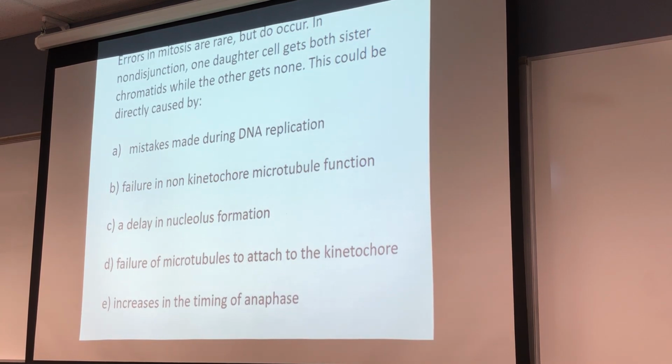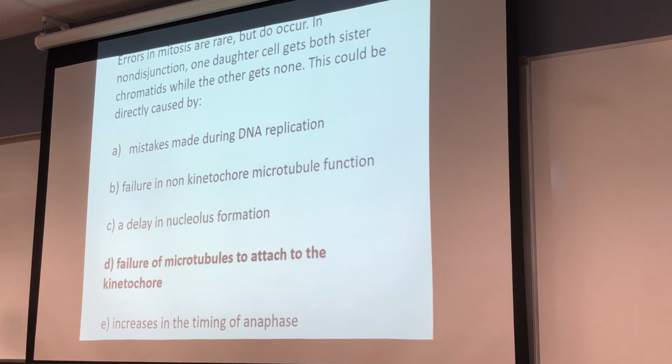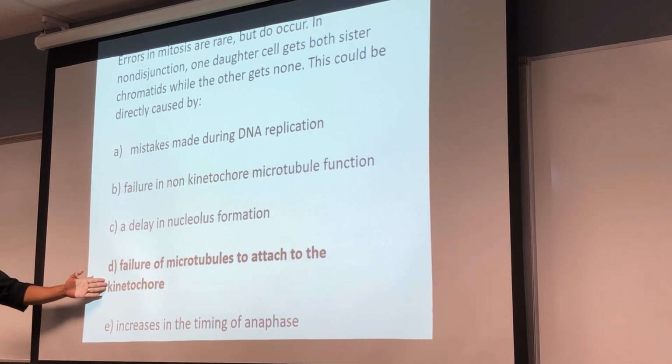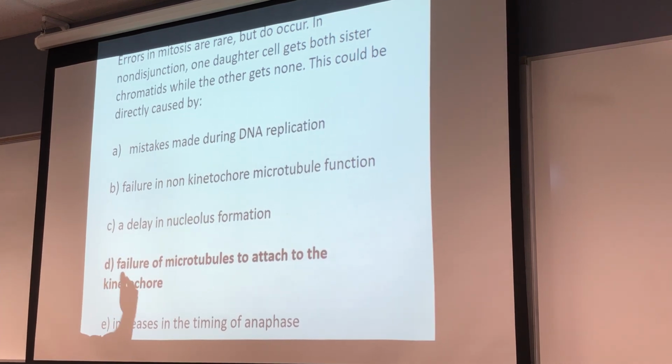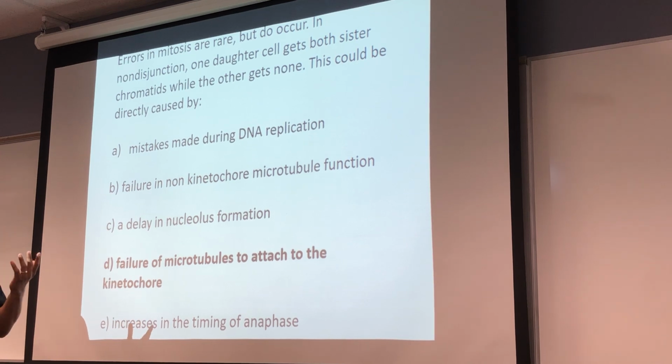Good. Errors in mitosis are rare, but they do occur. In non-disjunction, one daughter cell gets both sister chromatids while the other one gets none. This could be directly caused by what? Which one? D. Yes, failure of microtubules to attach to the kinetochore, right? That's what we mentioned in the example that I showed you the other day and the example I mentioned just a couple of minutes ago.